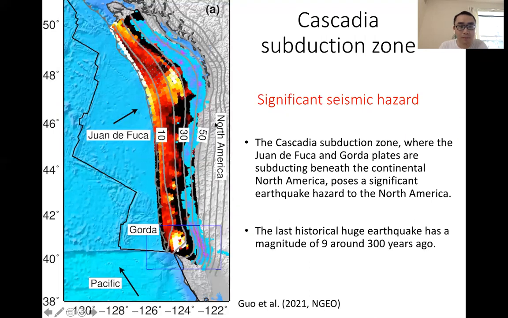This map shows the tectonic background of the Cascadia subduction zone, where the Juan de Fuca and Gorda plates are subducting beneath the continental North America. The Cascadia subduction zone poses a significant earthquake hazard to the western coast of North America. The last huge earthquake in history had a magnitude of 9, around 300 years ago.